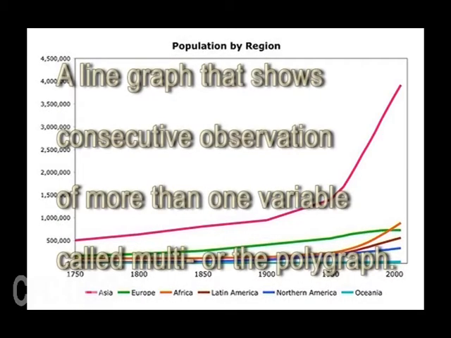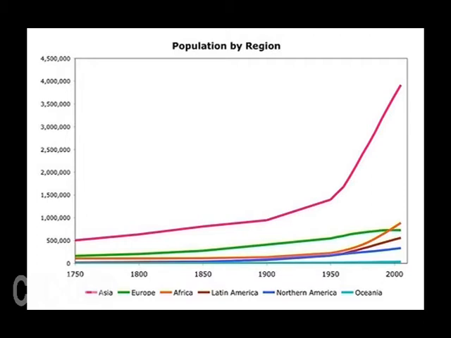Polygraph. A line graph that shows consecutive observation of more than one variable is called multi or the polygraph. Such a graph normally visualizes trends among dense data sets. Multiple line graphs are fancied by many because they're good for comparison and interpretation purposes. Let's visualize one example for that. When population data for more than one geographical unit are plotted on the same graph, it will give a polygraph.